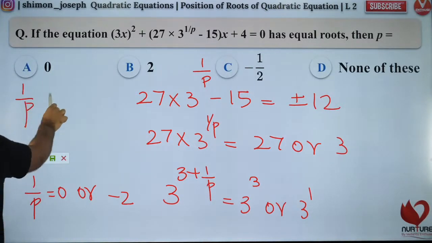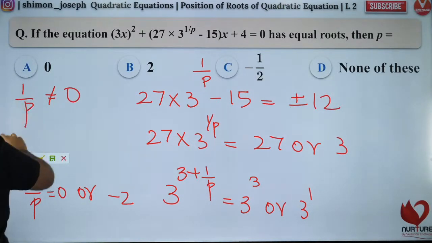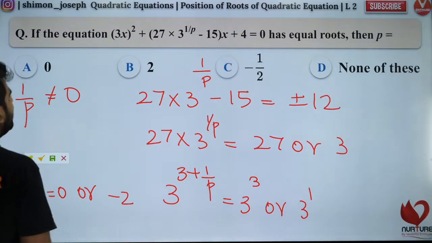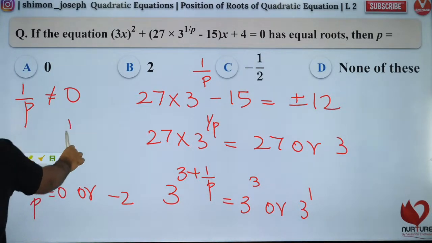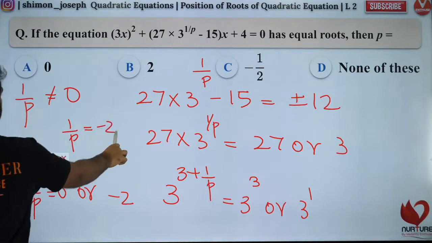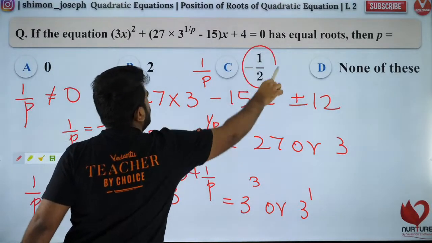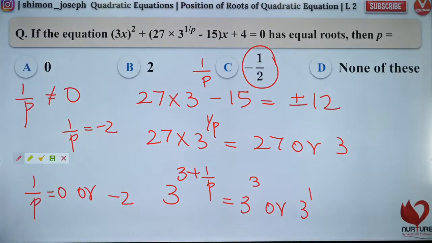So 1 by p cannot be 0, because then p will have to be infinity. Infinity cannot be reached. So 1 by p has to be what? 1 by p equal to minus 2. So p is equal to minus 1 by 2. That's the answer. Did you all like it?